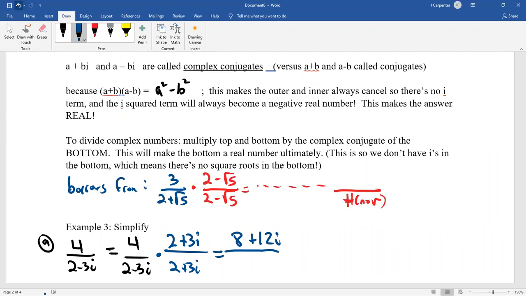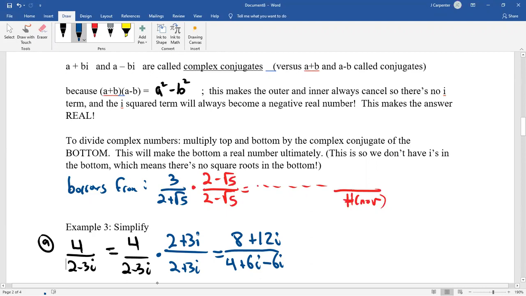In the bottom, we're going to FOIL. The 2 times the 2 is 4. If you're rusty with your foiling, go practice 100 of them. For the outer, the 2 times the positive 3i is a plus 6i. Again, that was the outer, the 2 furthest away from each other. Inner means the 2 closest to each other. Watch your signs. That's a negative 3i times a 2, so a negative 6i. Those will cancel. If they don't, we've done something wrong.